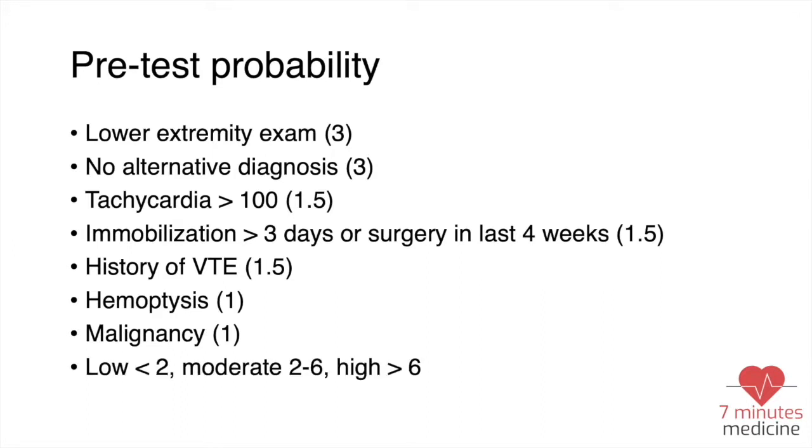Malignancy, 1 point. And if the calculation gives you a score of less than 2, this is low risk. If it's 2 to 6, this is moderate risk. And if it's more than 6, this is high risk.